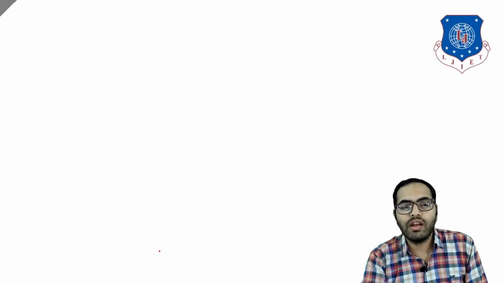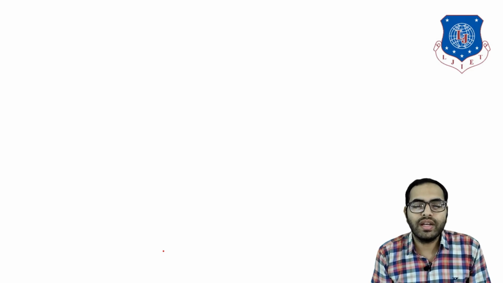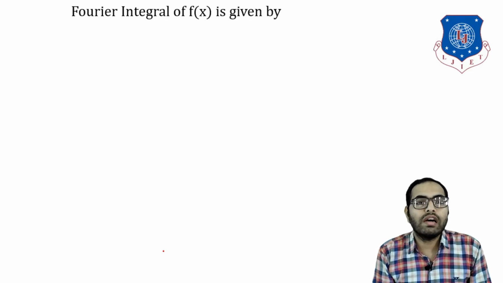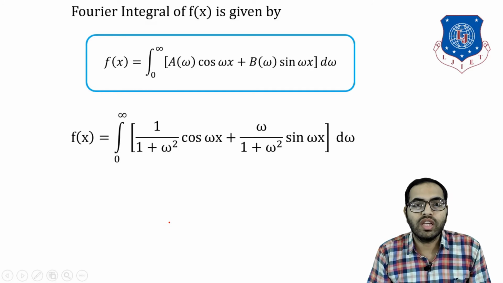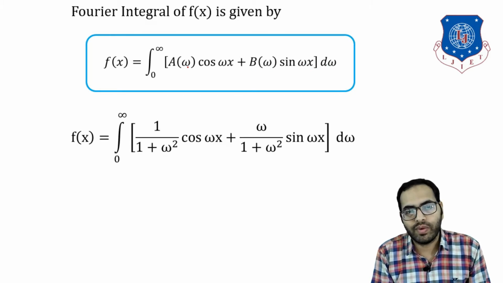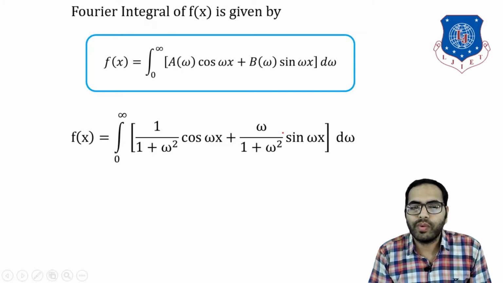Now substituting the values of a of omega and b of omega into our Fourier integral, the function is given by f of x equal to integral from 0 to infinity of a of omega cos omega x plus b of omega sin omega x d omega. Substituting the values, a of omega is 1 upon 1 plus omega square and b of omega is omega upon 1 plus omega square.